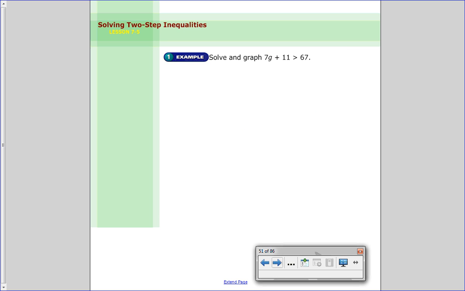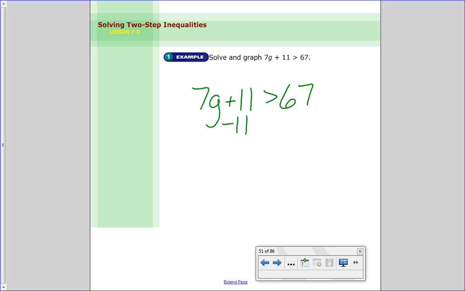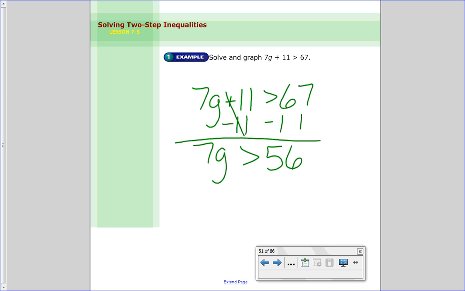All right, so here we have this one. Solve and graph 7 times g plus 11 is greater than 67. All right, we're going to do this one together as well, and then you get to do the next few on your own. Again, undo any addition or subtraction. They're adding 11 on the same side as g, so we subtract it. I'm left with 7 times g is greater than 56. All right, then I have 7 times g, so I divide by 7, and I get g is greater than 8. Okay, that's one part.